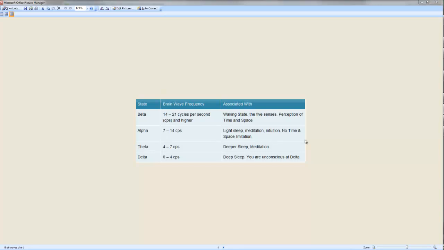Then we have theta, which is deeper sleep and meditation. That's when you experience that through meditation. So when you meditate on a regular basis, you get your brain used to being at lower brainwave frequencies. Therefore, you have less mind chatter, and you have a greater chance of developing a better intuition, a better sense of being in touch with your emotions and your feelings. And then we have delta, which is deep sleep, your unconscious state. Okay, but through meditation, what you're trying to achieve is alpha and theta states.